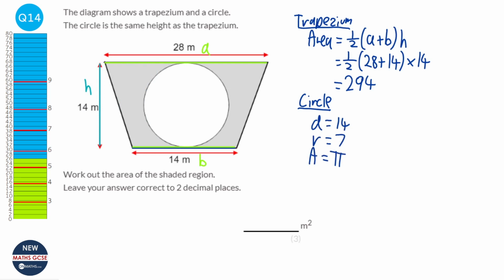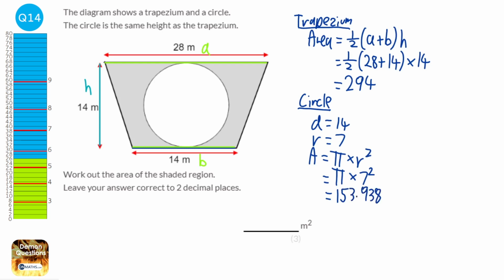And the area of the circle is pi times the radius squared. So it would be pi times 7 squared, which will be 153.938 and so on. Now I'll keep that in my calculator, because the next thing we'll do is the shaded area part, and it says we want to work out the area of the shaded region. So the area will be the total area, which will be the trapezium, take away the area that we don't want, which is this bit here, which will be the circle.